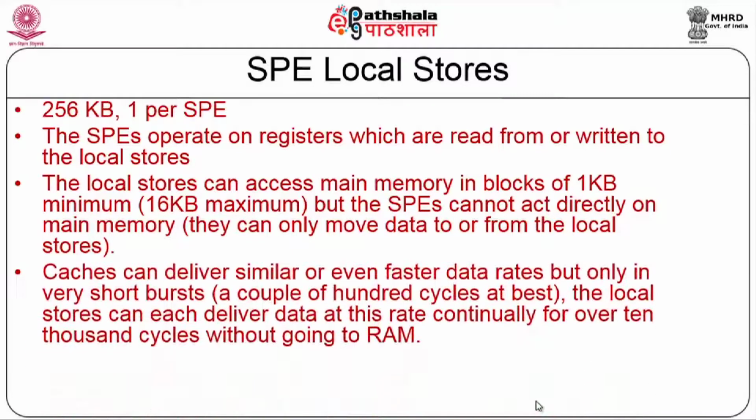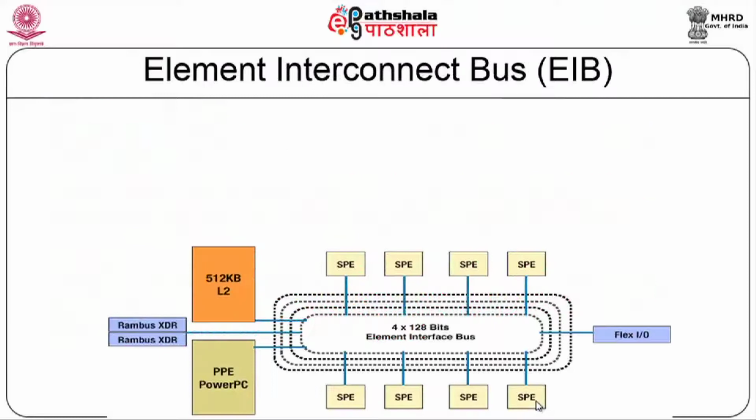Caches can deliver similar or even faster data rates, but only in very short bursts, a couple of 100 cycles at best. Whereas the local store can deliver data at this rate continually for over 10,000 clock cycles without going to RAM. So, this is the element interconnect bus.